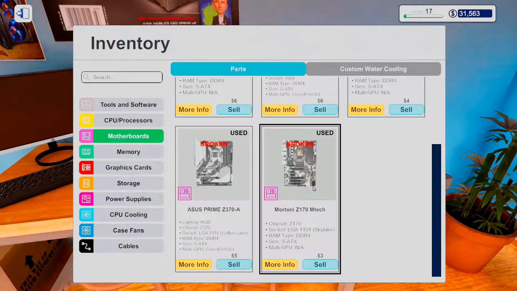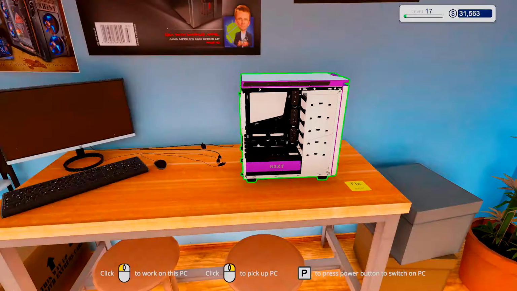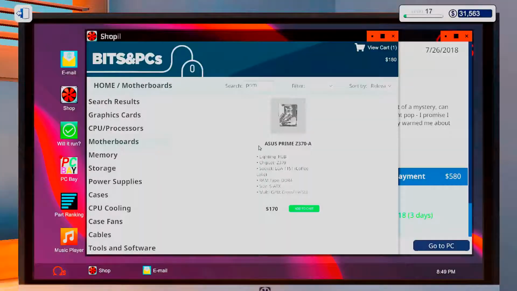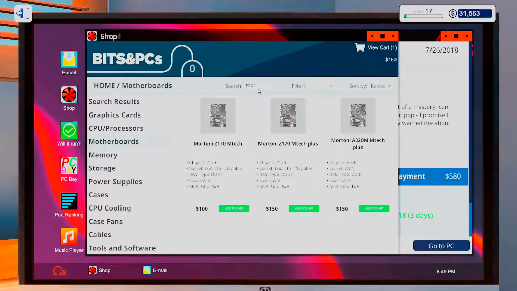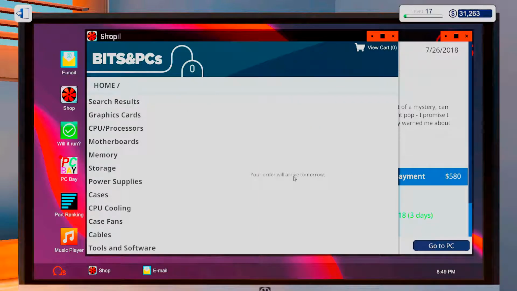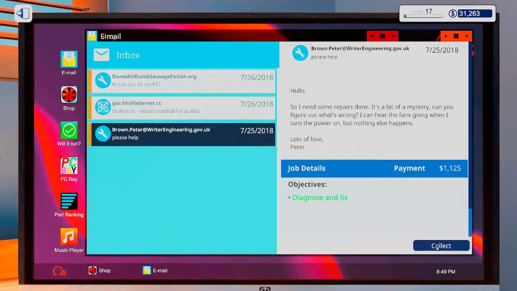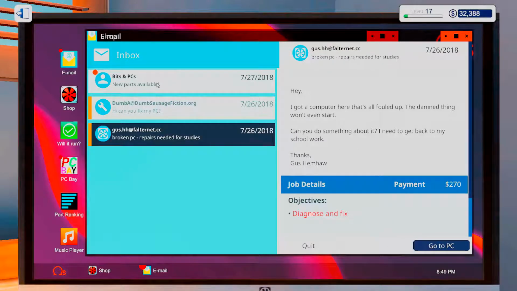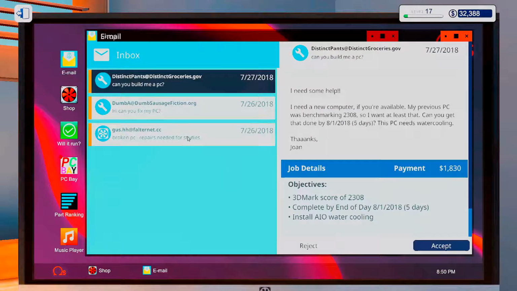And that motherboard. Martoni 170 MTech, not the plus. And we want a next day delivery, thank you very much. Shoot. New part! Yeah. Knew it. Build me a PC.